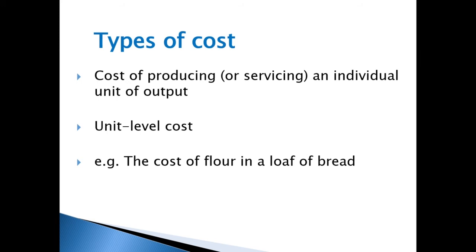Different activities in a business give rise to costs. So one basic activity is the cost of producing or servicing an individual product or unit of output. And this is known as a unit level cost or a variable cost. For example, the cost of flour in a loaf of bread.